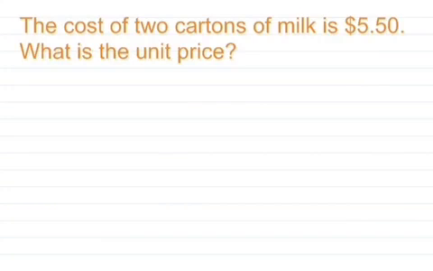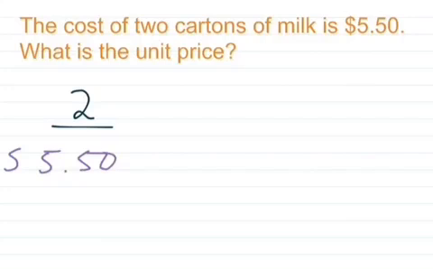The cost of 2 cartons of milk is $5.50. What is the unit price? So I'm going to make my rate here. 2 cartons of milk is $5.50. I'll put my dollar sign. This is milk here. Equals, now my new one is my unit rate. What is the unit price? Well, basically, unit price is how much for 1 carton of milk. If 2 cartons is $5.50, how much am I paying for 1?